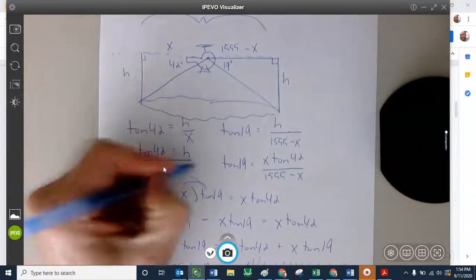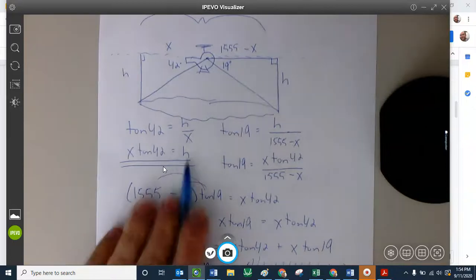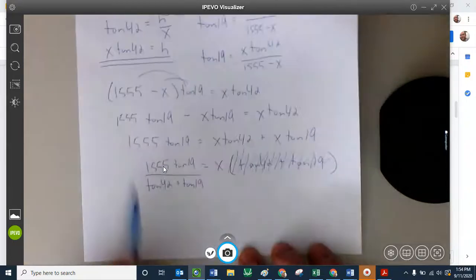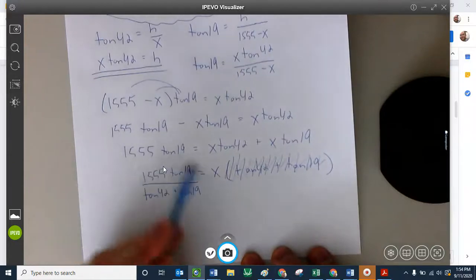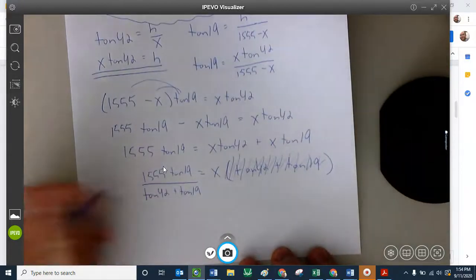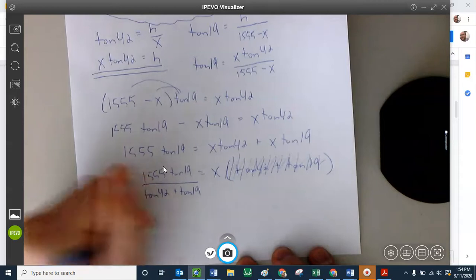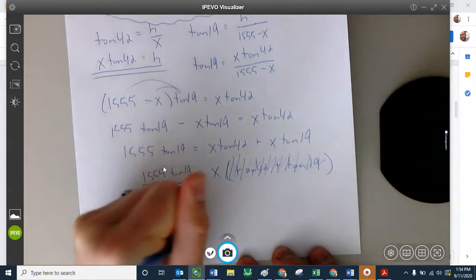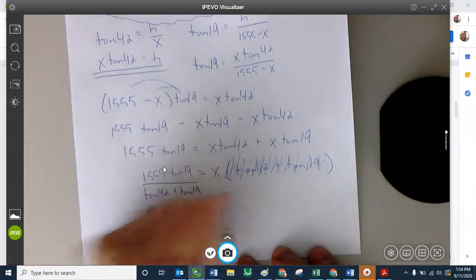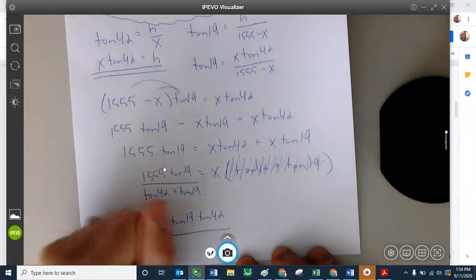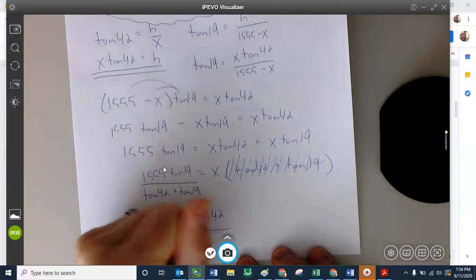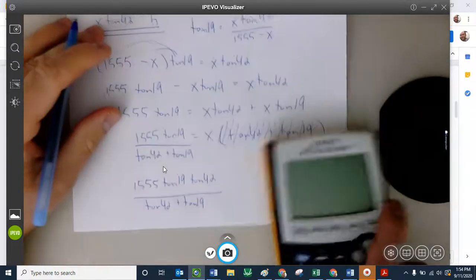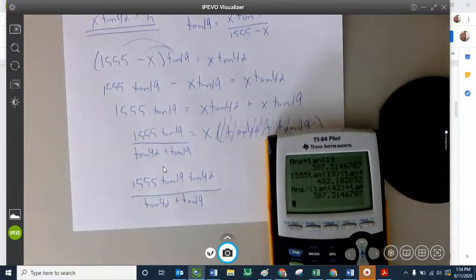We have this equation right here. H will be whatever x is times the tangent 42. Okay, well, we have what x is. I just need to times that by a tangent 42. So my final expression here will be 1555 tangent 19 times that tangent 42 we just talked about, all over the tangent of 42 plus the tangent of 19. Whoa! Jamming all that into our calculator. That will be the height of this helicopter.